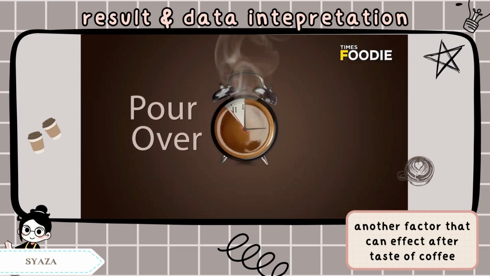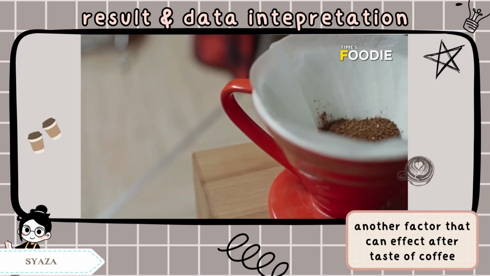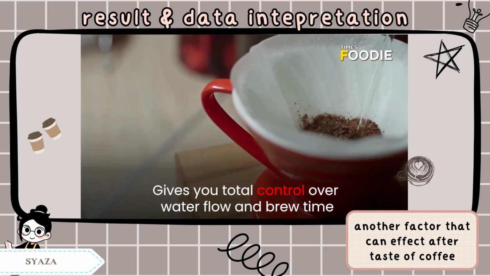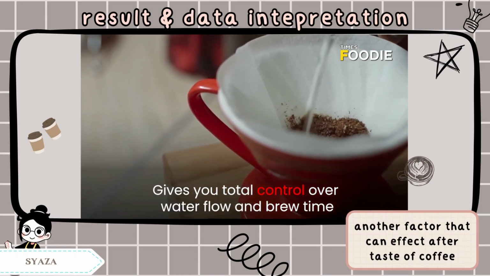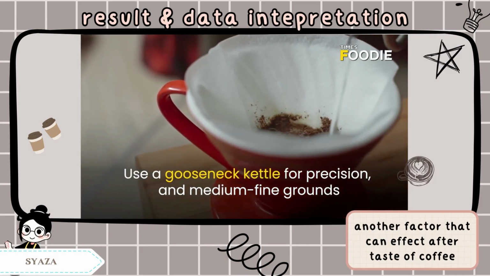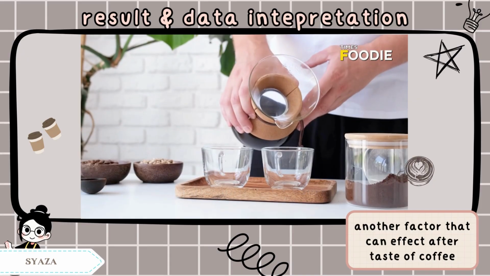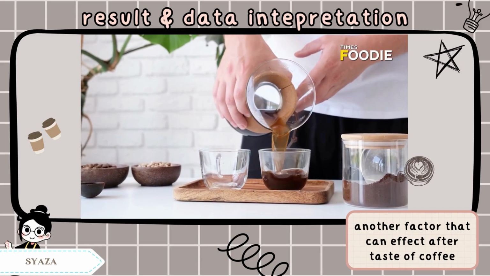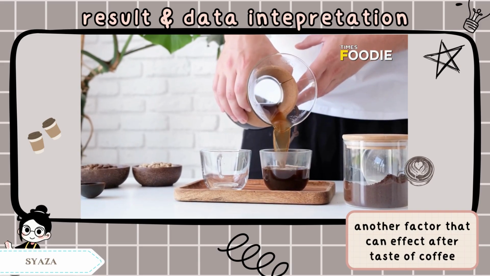Number 3, pour over. Coming in hot, or rather slowly, is the pour over method. It gives you total control over water flow and brew time. Use a gooseneck kettle for precision and medium-fine grounds. It takes a little bit more attention, but the result is clean, aromatic and incredibly nuanced.